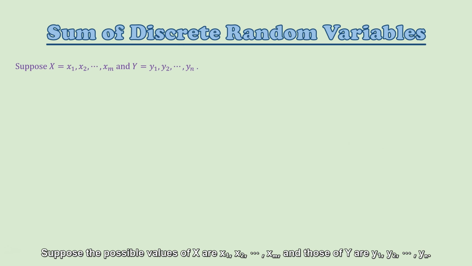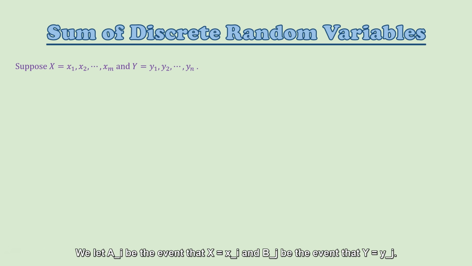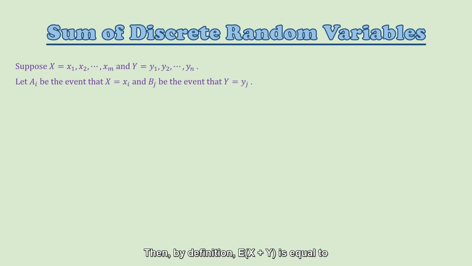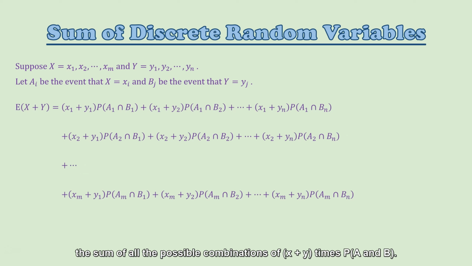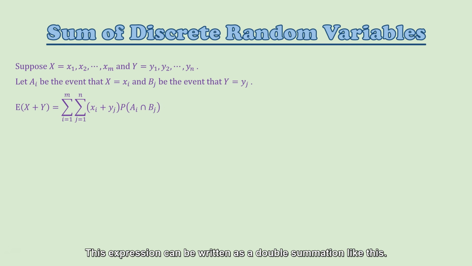Suppose the possible values of X are x1, x2 to xm, and those of Y are y1, y2 to yn. We let Ai be the event that X is equal to xi and Bj be the event that Y is equal to yj. Then by definition, the expectation of X plus Y is equal to the sum of all the possible combinations of x plus y times the probability of A and B. This expression can be written as a double summation like this.